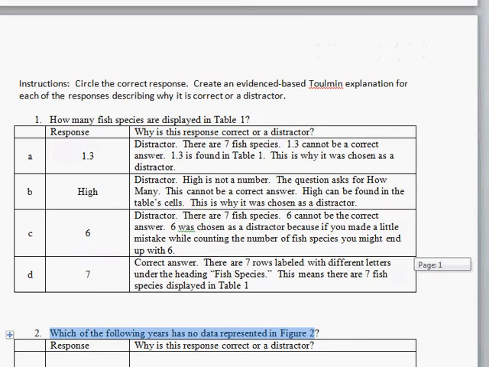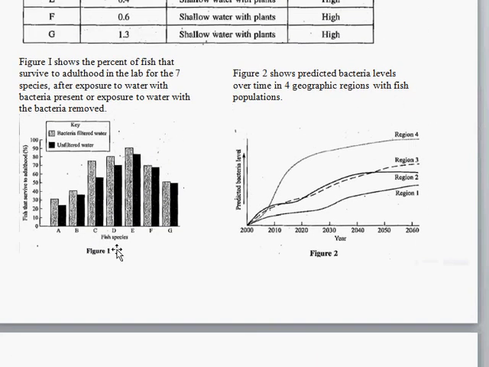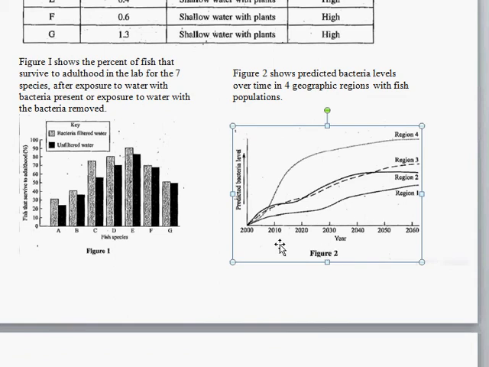Okay, we're going to go up to figure 2. Figure 1. Okay, this is figure 2. And we're looking for a year with no data. Well, let's look at the graph down here. 2000, 2010, 2020, 2030, 2040, 2050, 2060. Looks like there's a line. There's data here, right? So there's lines which are showing us the data for all the years on this graph between 2000 and 2060.